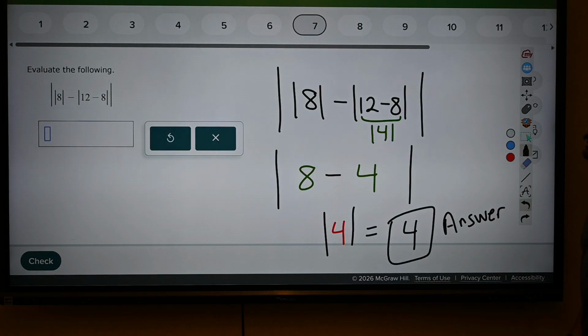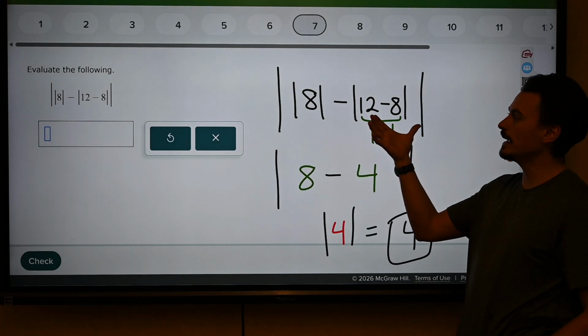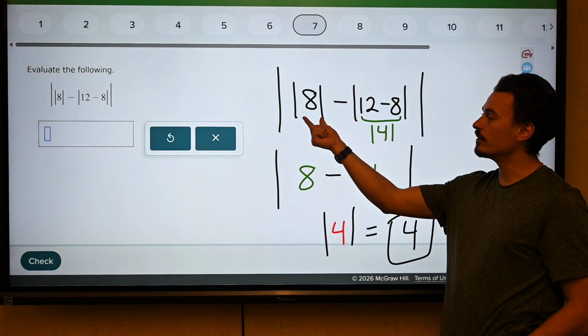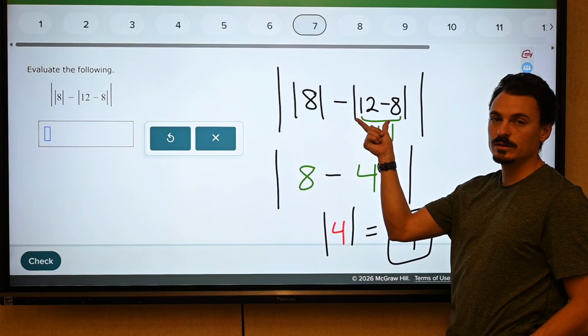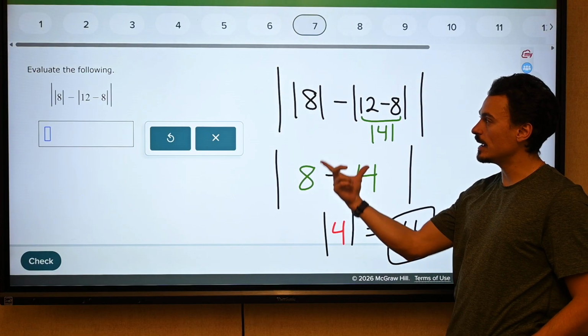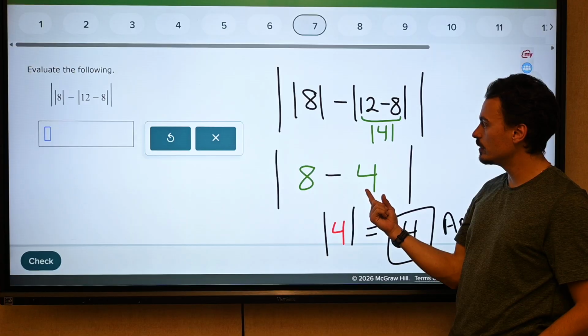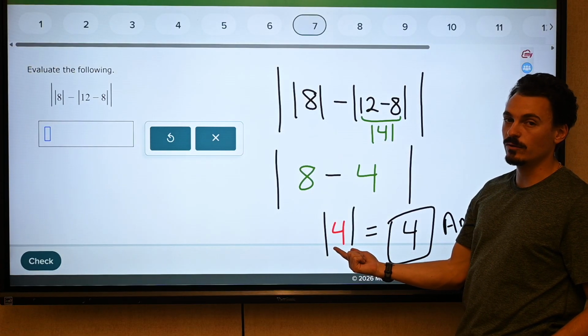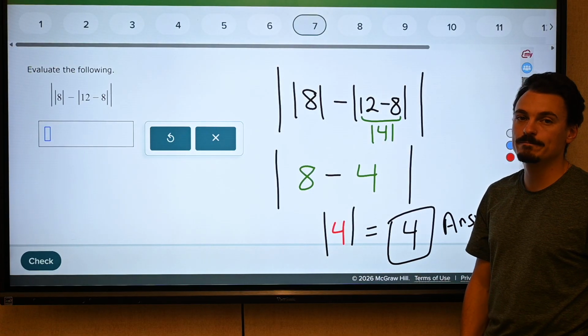So what are we doing? We're taking what's on the inside, evaluating those 2 terms to get them down to normal numbers. 8 minus 4 is 4 in red, and then we take the absolute value of that.